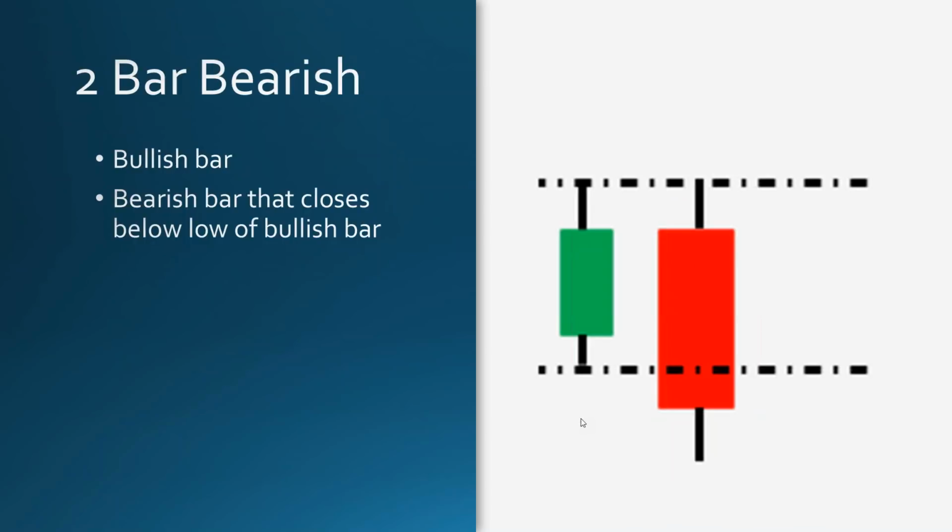This is a 2-bar bearish, and it's just the opposite of what we saw on the last slide. You have a bullish bar followed by a bearish bar that closes under the low of the bullish bar. Again, this is indicative that the next bar will be bearish.